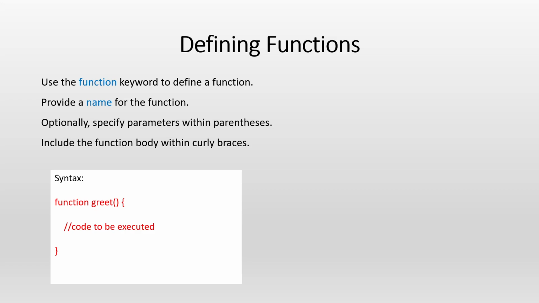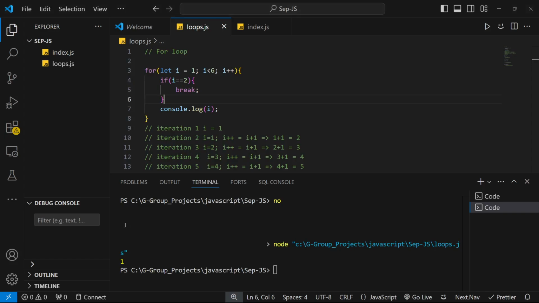Here, function is the keyword. Here, greet is the name. After greet, we have to write these brackets compulsorily. After that, we have to write curly brackets, and in that we have to write the code, whatever we want to get executed. So let us implement these things practically.